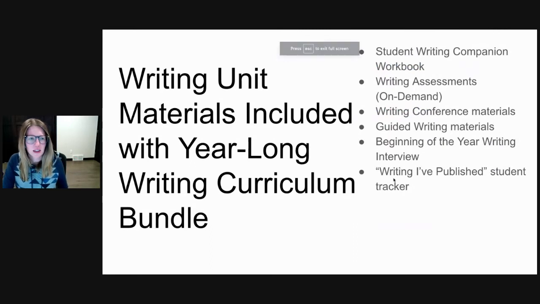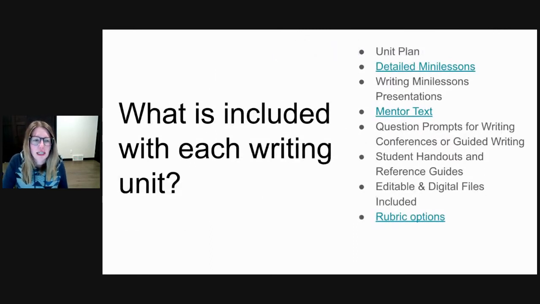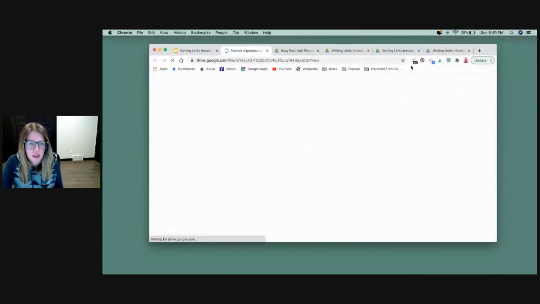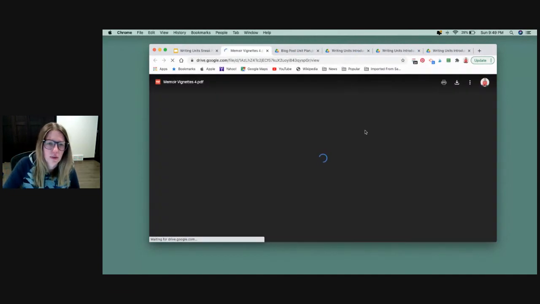Next up, let's take a look at what is included in each writing unit. So you have the unit plan that I just showed you. Every single one of those 13 to 16 mini lessons in the writing unit comes with a detailed mini lesson. And so let's go ahead and look at what those entail.